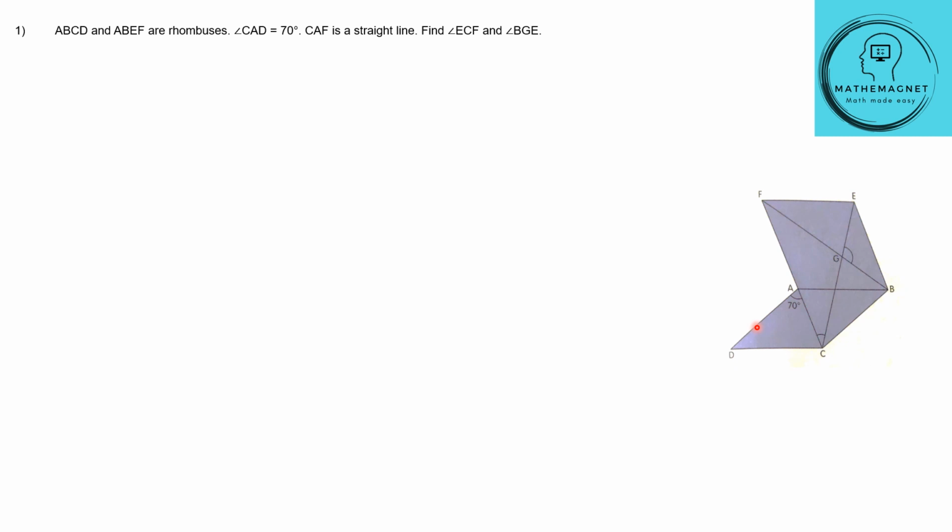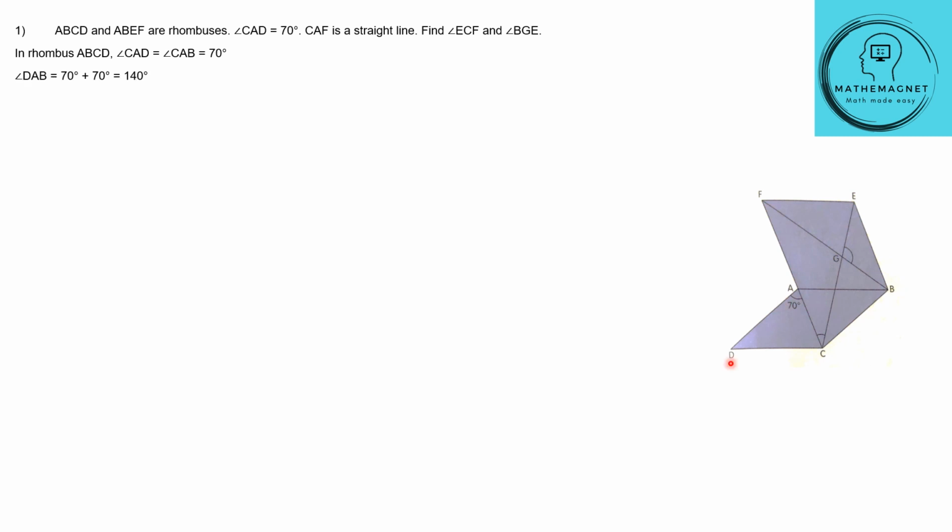Now in this question, we will be looking at most of the concepts that we have learned until now. So let's see how to solve. At first, let's consider the rhombus ABCD. In this rhombus, angle CAD will be equal to 70 degrees, which is already given. This CAD will be equal to CAB, because in a rhombus the diagonal bisects the angle into two. So if this is 70, this CAB will also be 70.